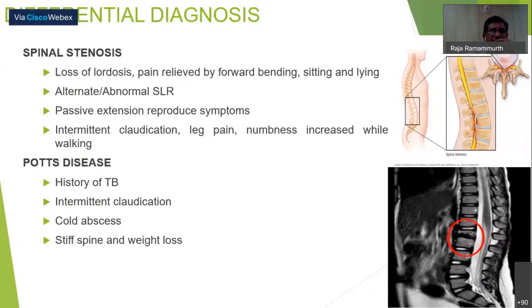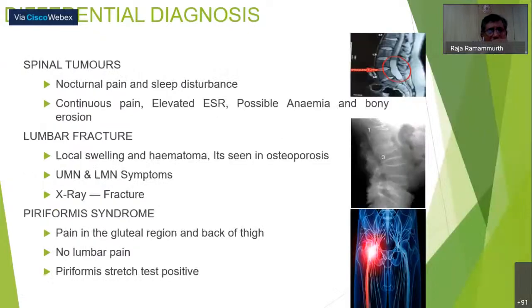Then the next condition, which is called Pott's disease, is nothing but TB of the lumbar vertebra, right? This is diagnosed by the physician as tuberculosis of the bone. So those individuals are very prone. You can see the diagrammatic representation of the TB bone or the TB vertebra. And here we can see intermittent claudication, cold abscess, and a stiff spine, which are very commonly seen in this case.